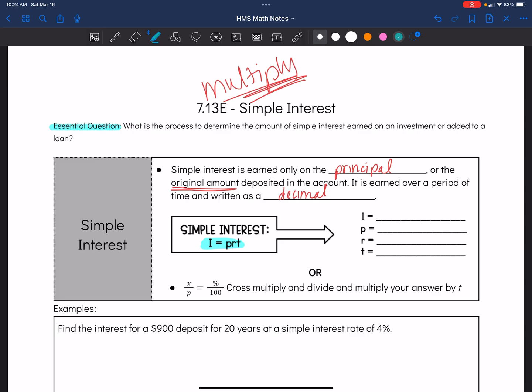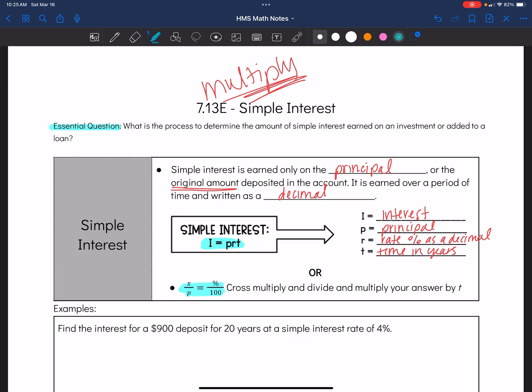I equals PRT. I stands for interest. That makes sense. P stands for principal, the original amount. R stands for rate, which is a percent as a decimal. And then T stands for time in years, always in years. So if they give you 6 months, that's half a year, which would be 0.5. That's important.